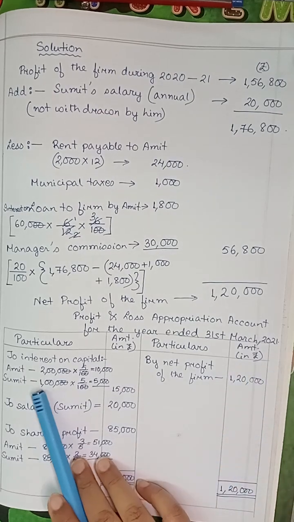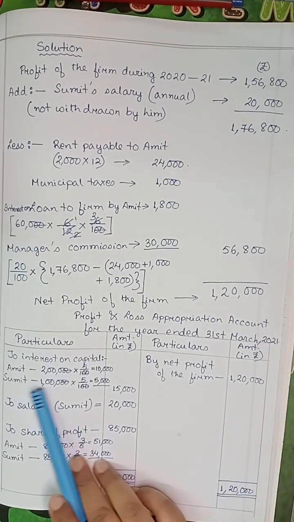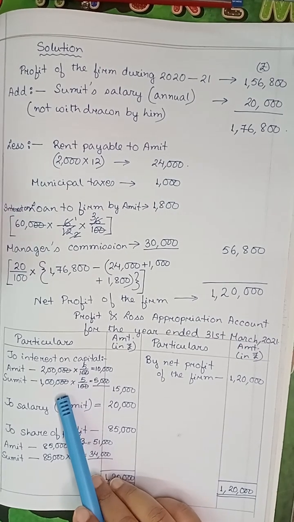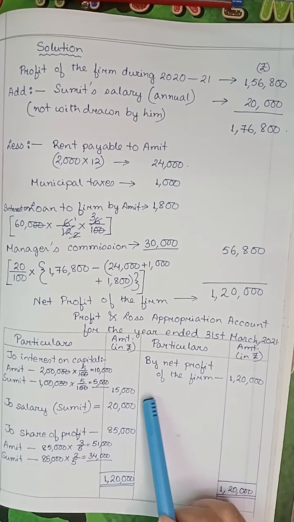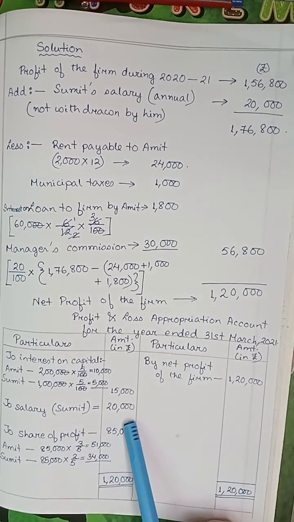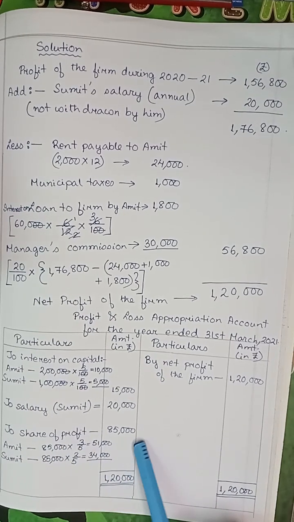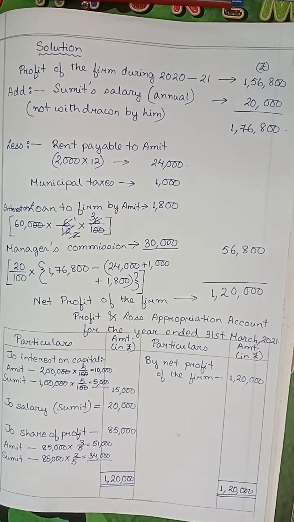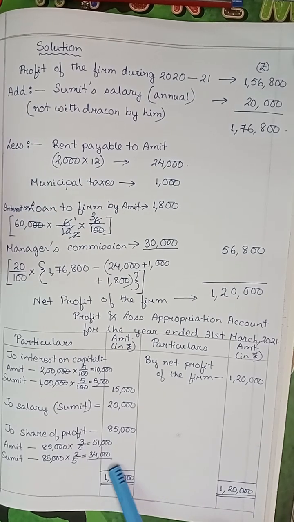Now you have to prepare the profit and loss appropriation account for the year ended 31st March 2021. You just have to put the net profit of the firm, which is 1,20,000. Interest on capital for Amit and Sumit, on 2 lakh and 1 lakh capital contributions, at 5% rate of interest. You take out the interest and put the amount. Salary you write for Sumit, it is 20,000. Then the share of profit you will get as 85,000. You divide it between Amit and Sumit in the ratio of 3:2, that is 3 by 5 and 2 by 5. You will get 51,000 and 34,000 as the answer.